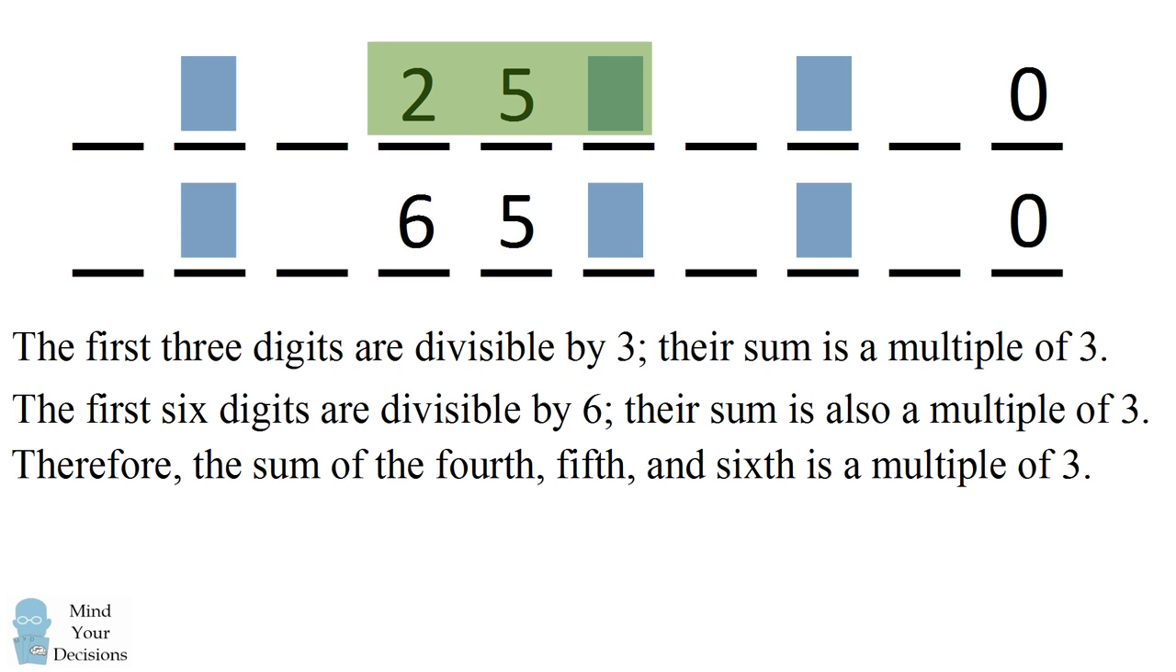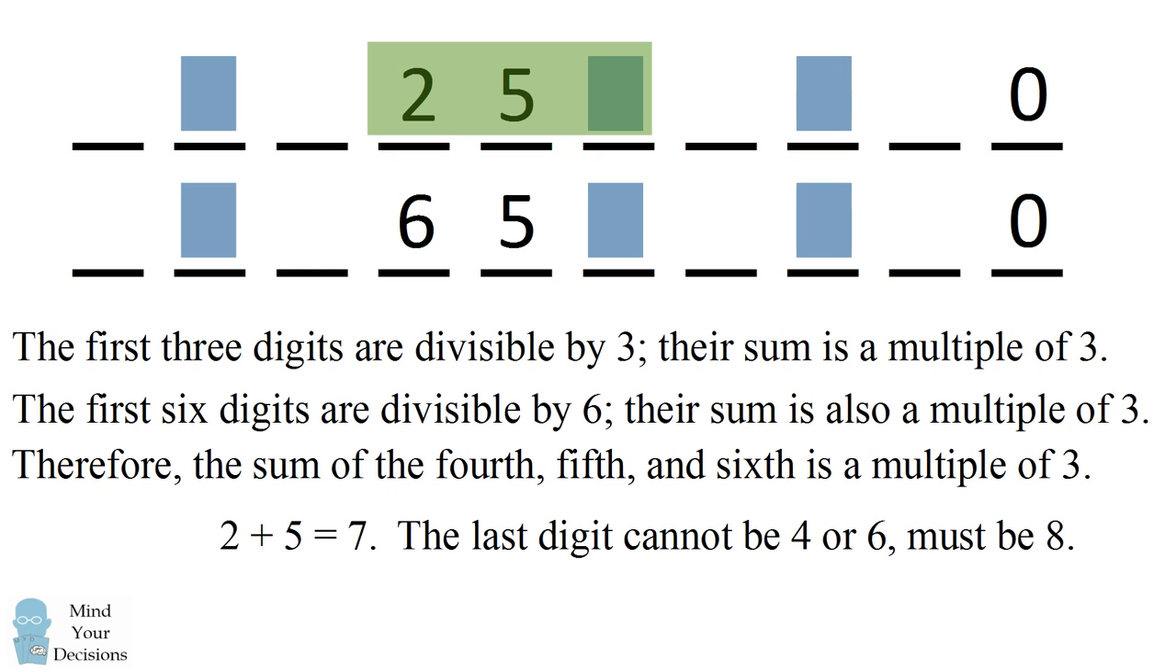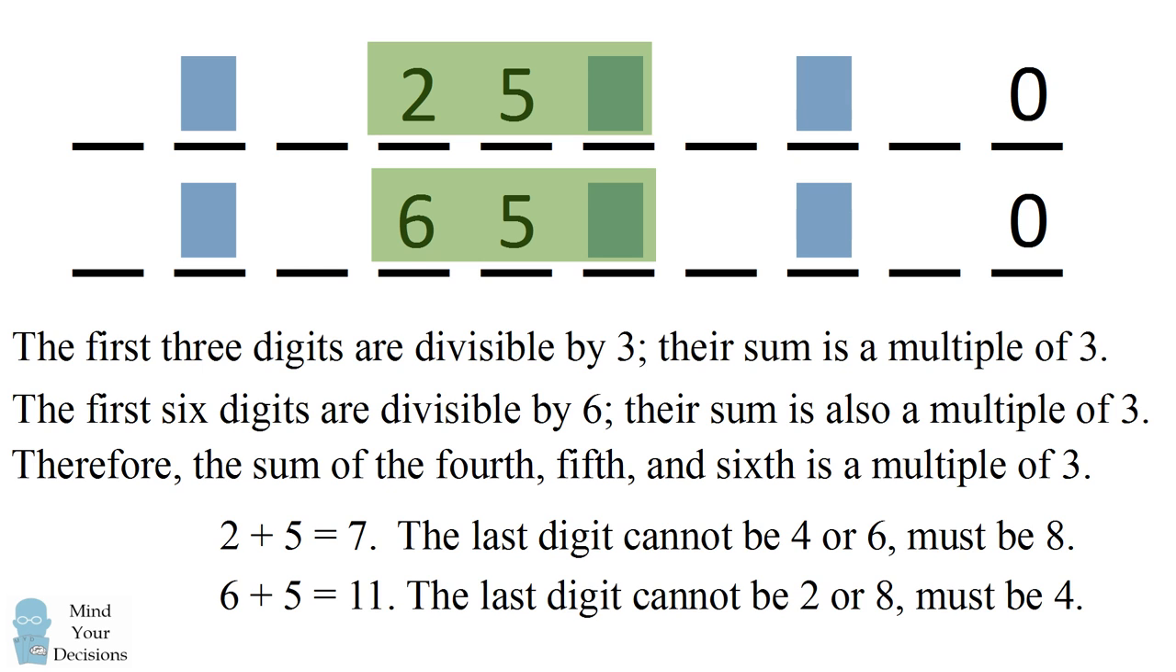So let's consider the 4th, 5th, and 6th digits. If we have 2 plus 5, that gets us to 7. Now we need to use one of the even numbers that's remaining to get to a multiple of 3. We can't use 4 or 6, but the number 8 would work. 7 plus 8 is 15, which is a multiple of 3. 6 plus 5 is equal to 11. We need to use one of the remaining even numbers to get to a multiple of 3. We can similarly conclude this digit would have to be 4.